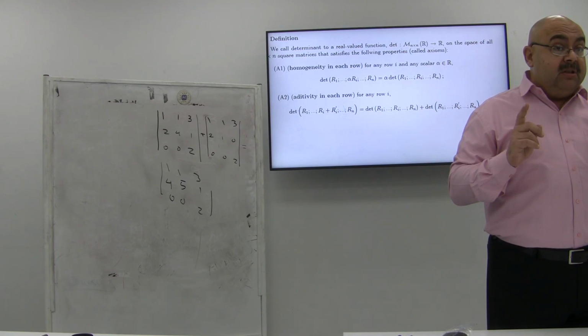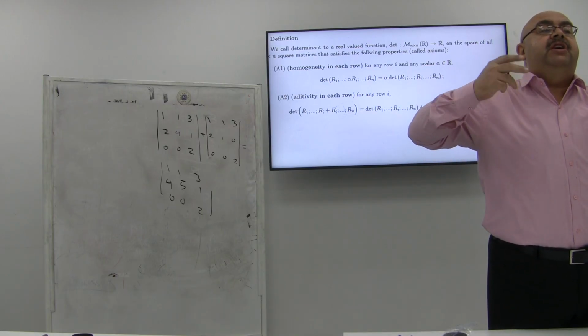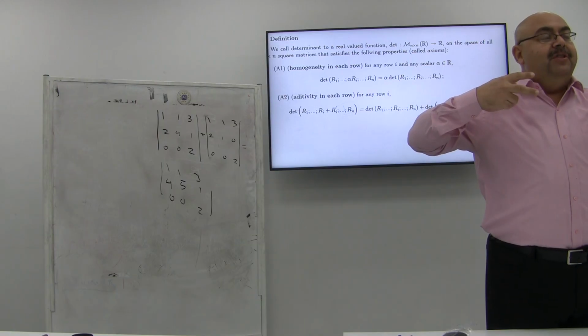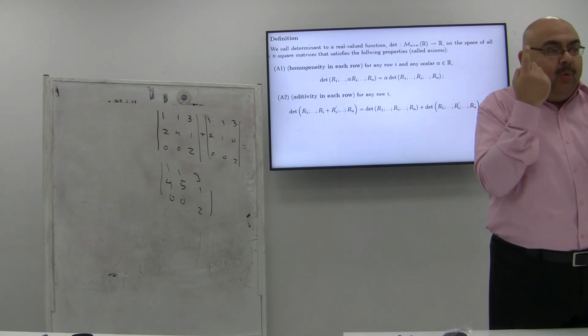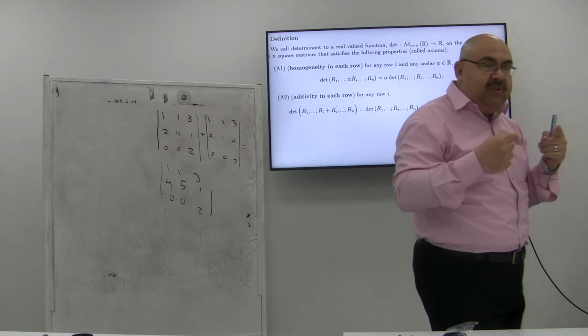But in determinants, first, for the condition for addition to work, the change just will be in one row. That's the row that will be added from these two matrices.